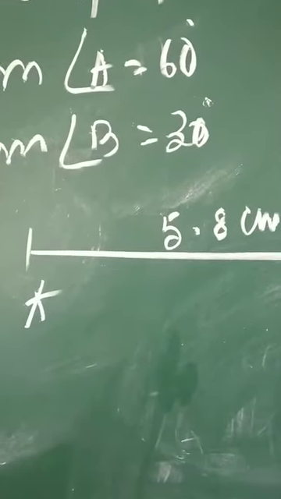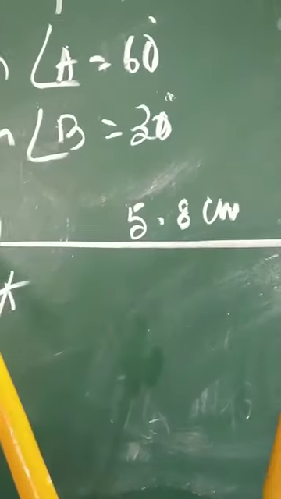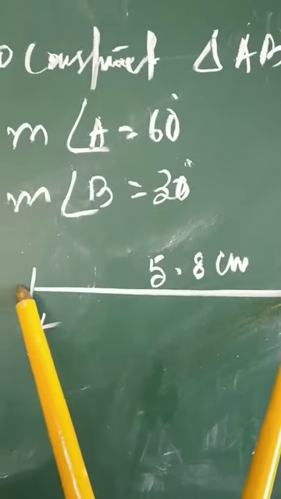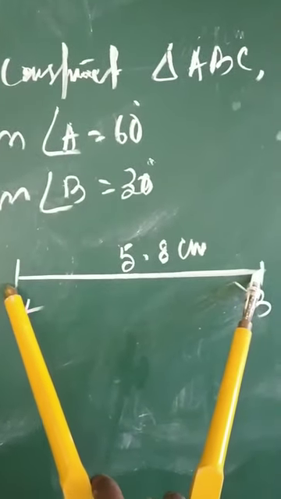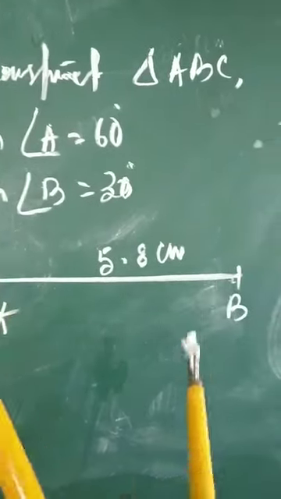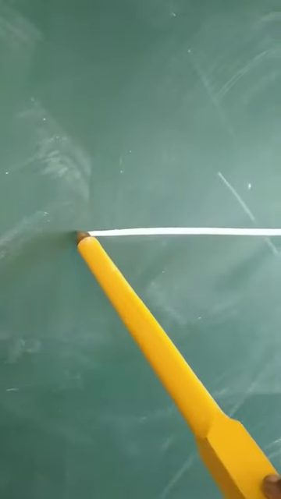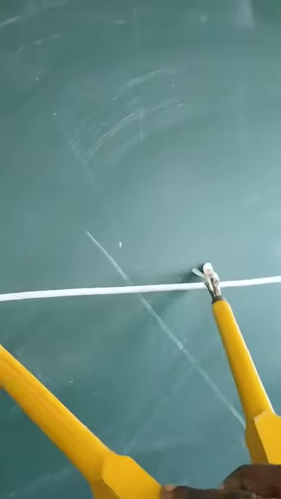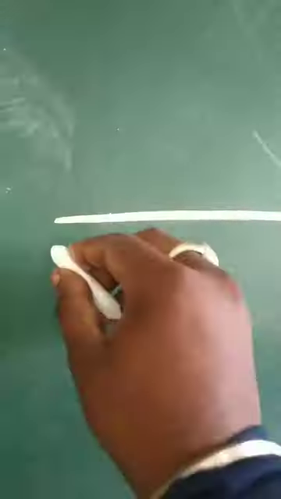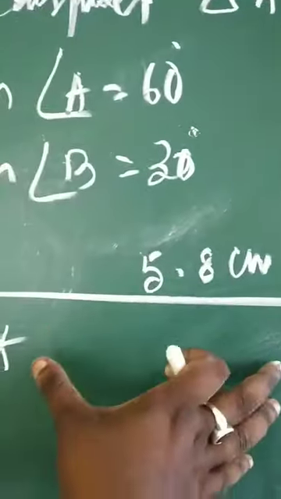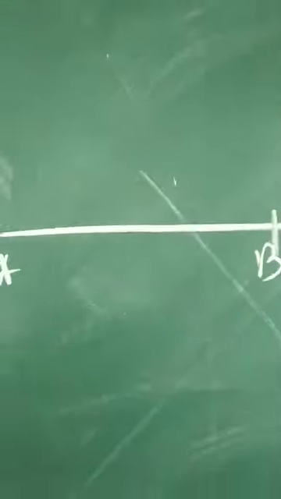Now, we will measure AB using compasses. So this is the measure of AB, 5.8. I'll place it here and draw one arc. The name of this line segment is AB. I have just copied AB. The measure of AB is 5.8 and I've just copied it over here on this particular line segment named AB.